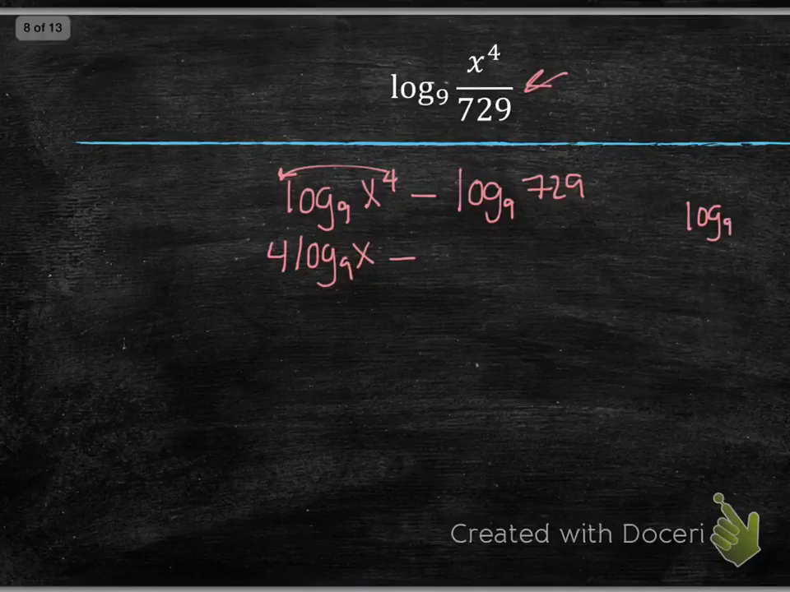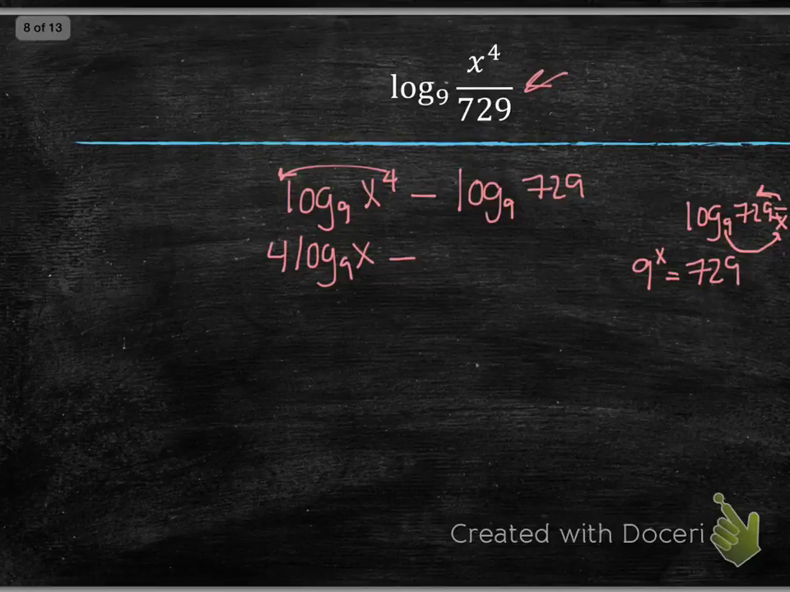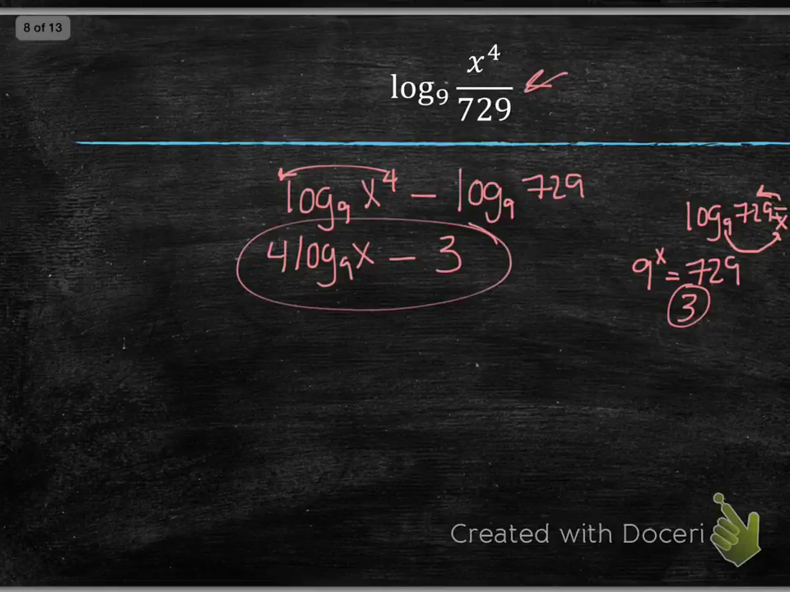So log base 9 of 729, I set it equal to my x. So I go base exponent what it's equal to, so base exponent what it's equal to. So what number, if I plug it in for that x, could get me 729? Well, 3 does. So now I can replace him and put a 3 in there. So that is my final answer.